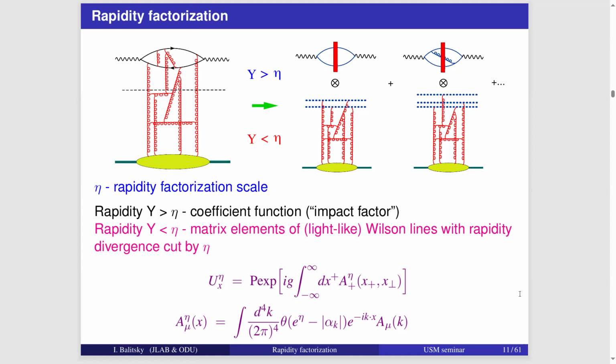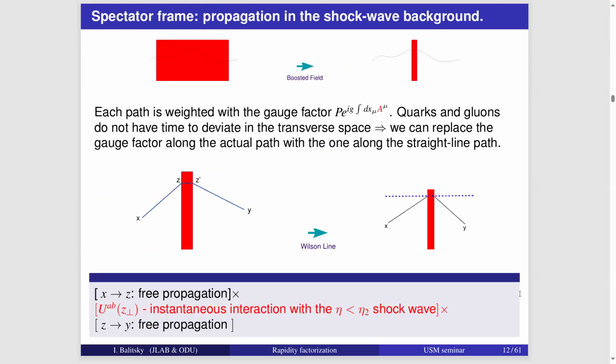Okay, then the object here is this Wilson line, but because of the factorization, we integrate over all rapidities only up to some cutoff. This is written here, this cutoff. Alpha is, by the way, a Sudakov variable. It will be explained on the next page, sorry about that. So in the spectator frame, what do we see? Suppose there is a target nucleon, then in the spectator frame we see a boosted nucleon. A boosted nucleon is a pancake.